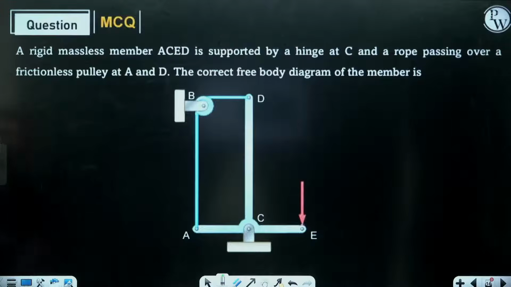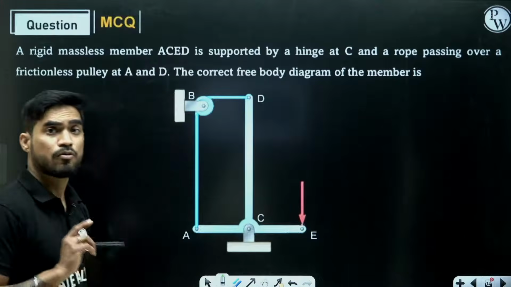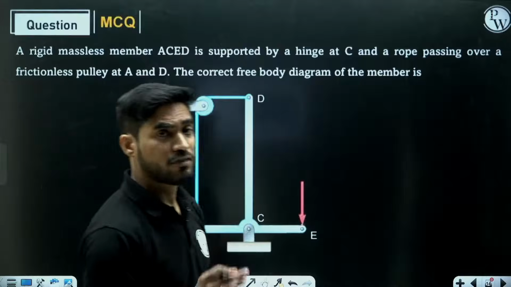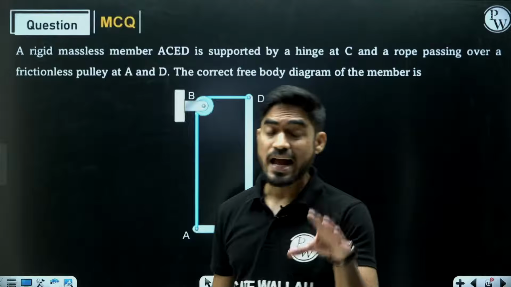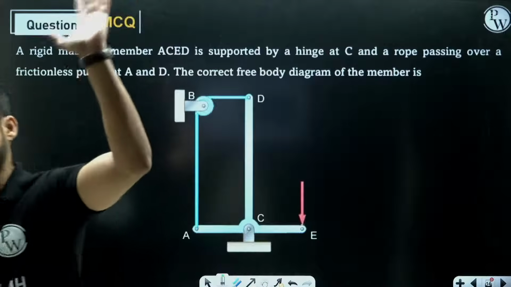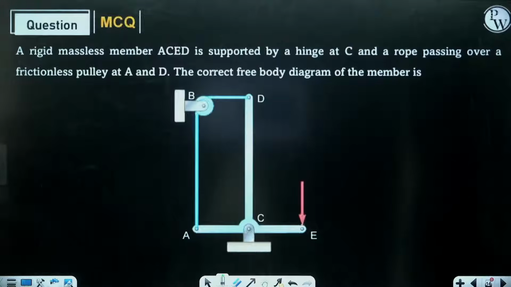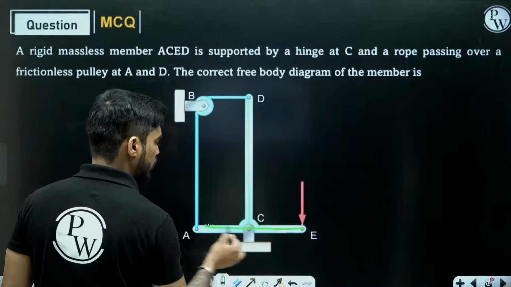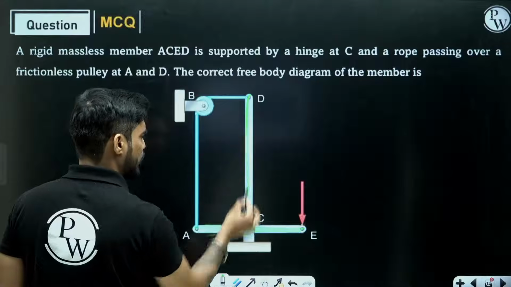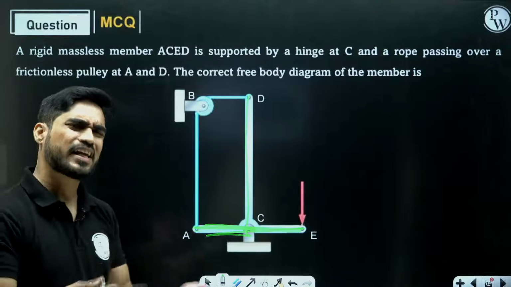Understand what is happening here. We have a rigid massless member. I told you, right, in most of the problems, the weight of the member is considered to be negligible. Why? Because the forces acting on the member are so high that even if you don't consider the weight of the member, it is not going to make any difference. Okay. So the forces acting on this member are very high in magnitude, so the weight of this body is negligible compared to them. So in order to simplify the problem, we neglect the weight.